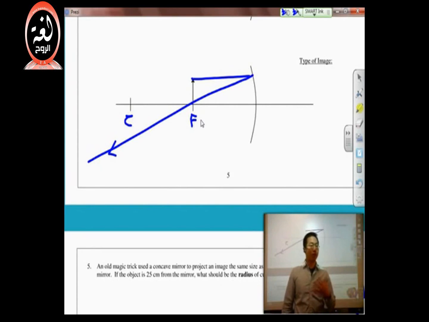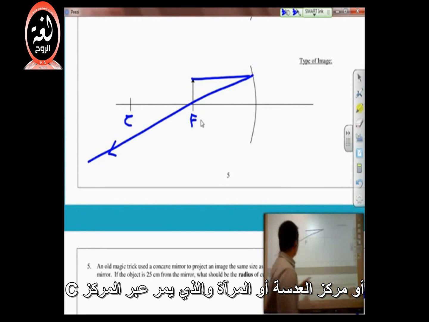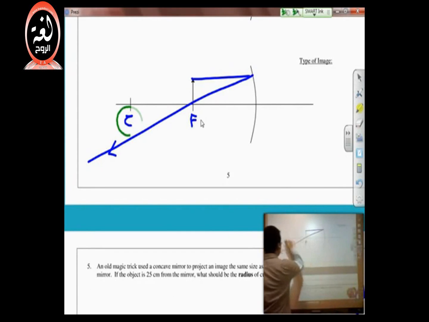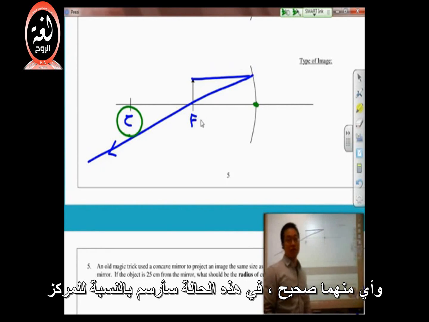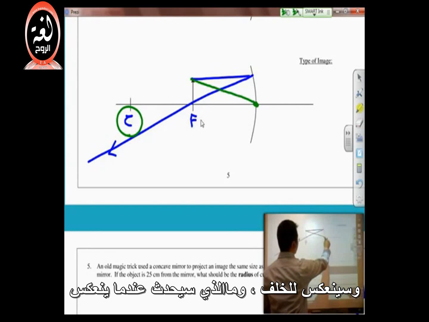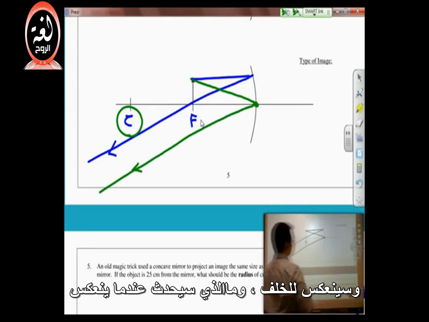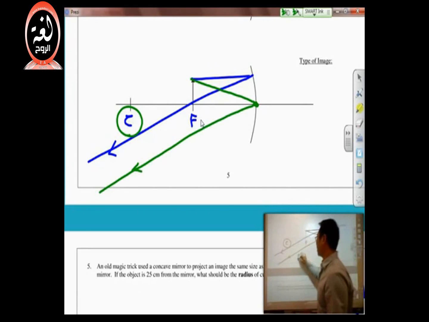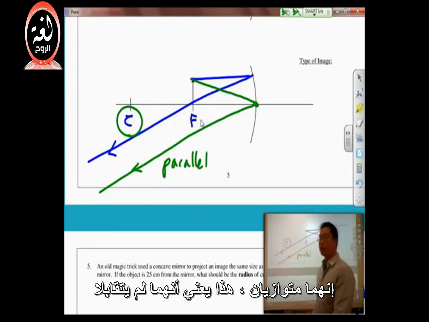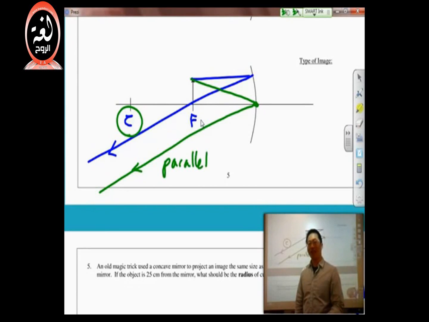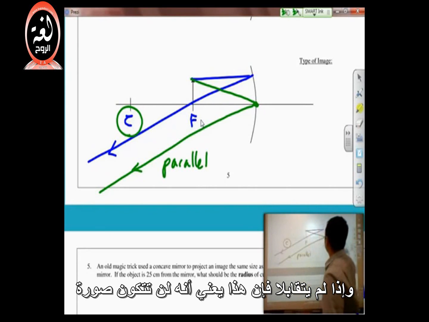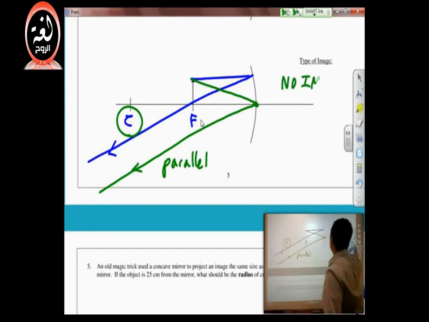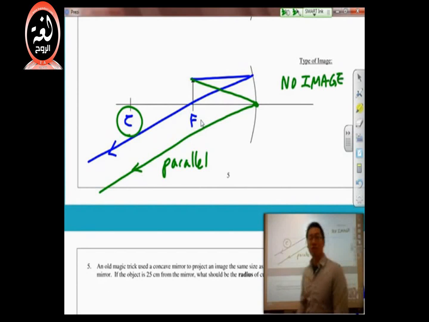And the check line could be either through the center, C, or it could be drawing to the center of the mirror itself. Either one's fine. In this case, I draw to the center, and then it's going to reflect back at the exact same angle. But note what's happening when it actually reflects. Are these two lines ever going to meet? In this case, they are parallel to each other, so the answer is no, they're not. And if they don't meet, that means that actually no image is created.